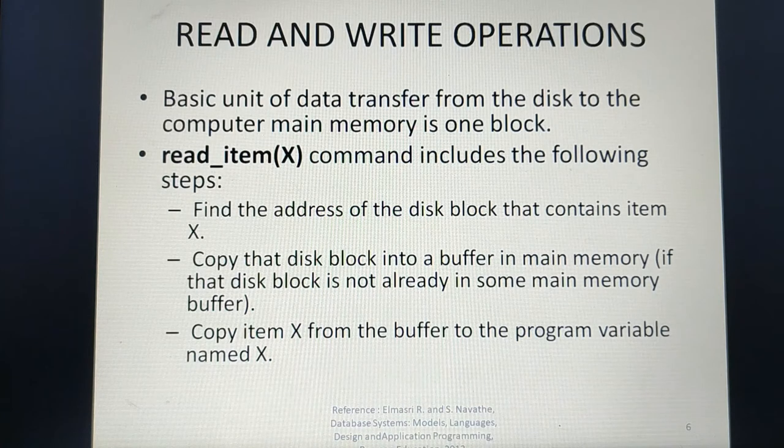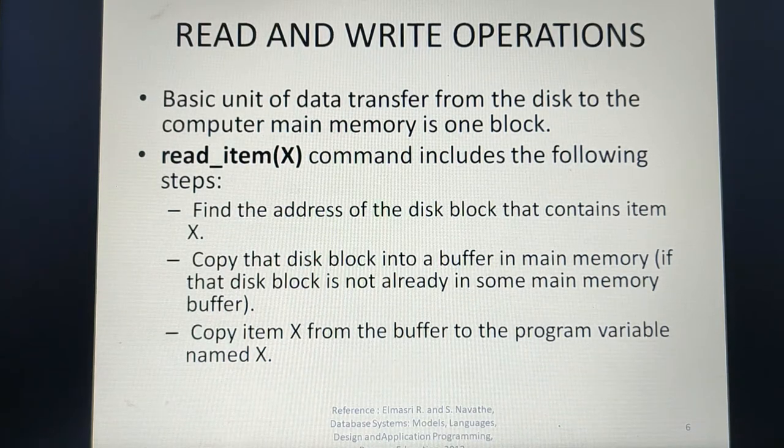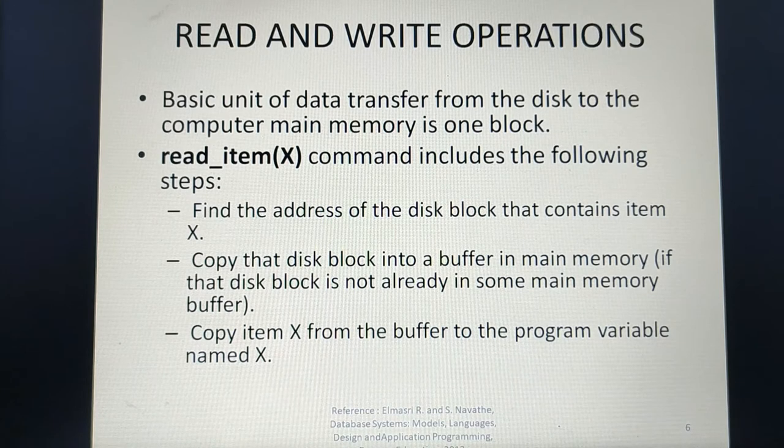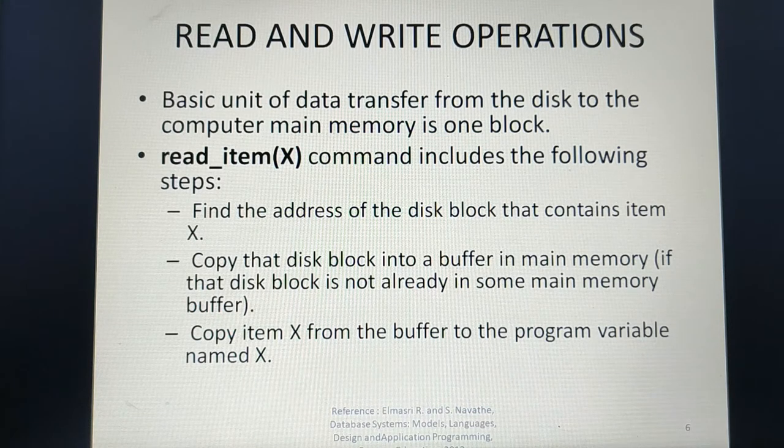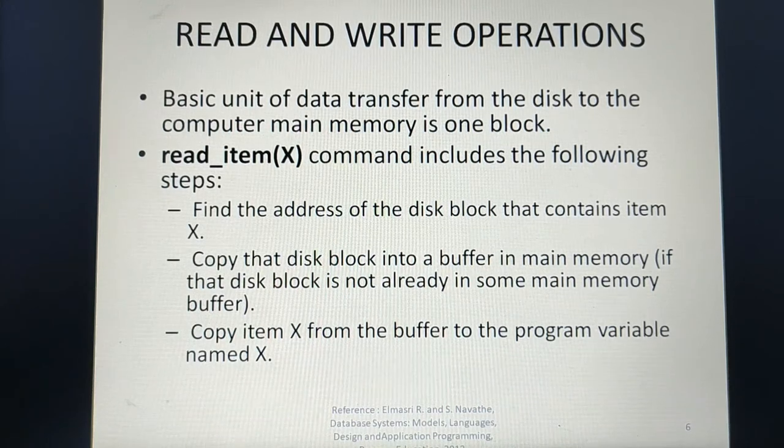Read and write operations in detail. The basic unit of data transfer from the disk to the computer memory is one block. The read item X command includes the following steps. Find the address of the disk block that contains the item X. Copy that disk block into the buffer in main memory. Copy item X from the buffer to the program variable named X.